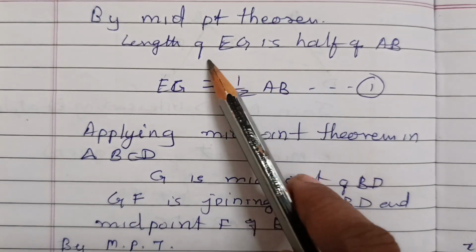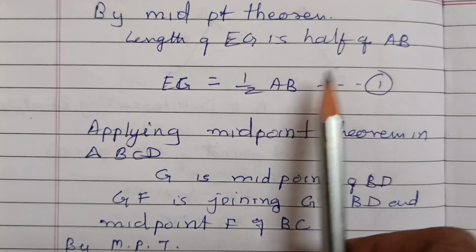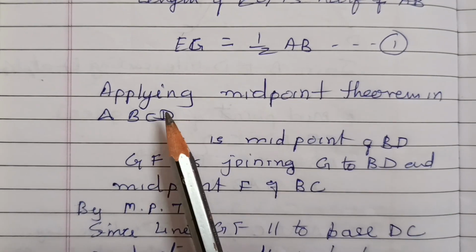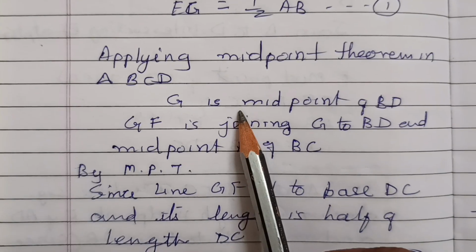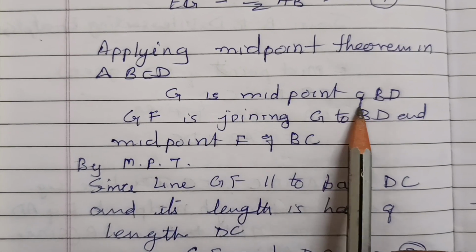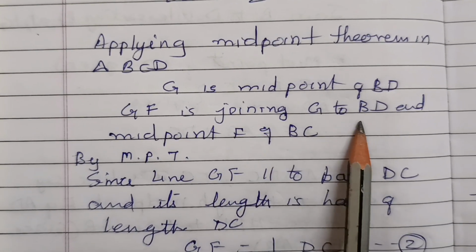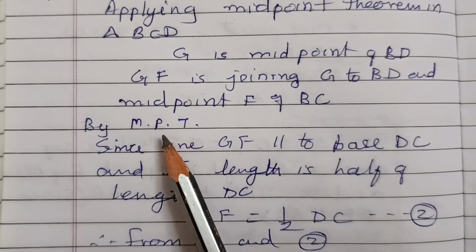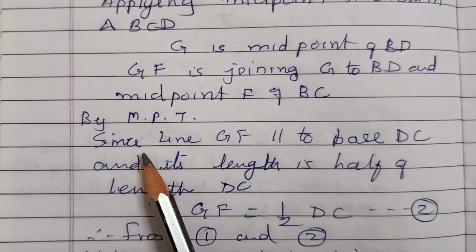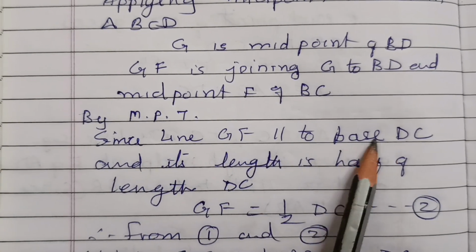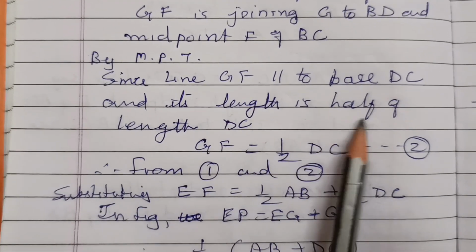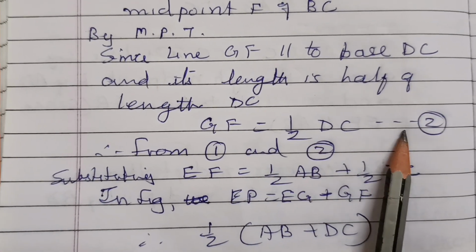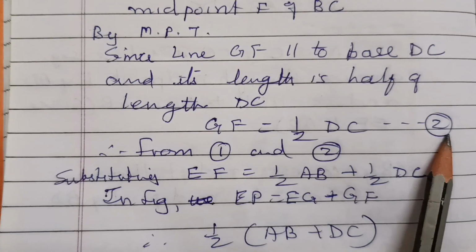By midpoint theorem, the length of EG is half of AB. EG is equal to half AB. Mark this as equation 1. Applying midpoint theorem in triangle BCD also, G is the midpoint of BD. GF is joining G on BD and midpoint F of BC. By midpoint theorem, since line GF is parallel to base DC and its length is half of the length of DC, GF is equal to half of DC. Now mark this as equation 2.